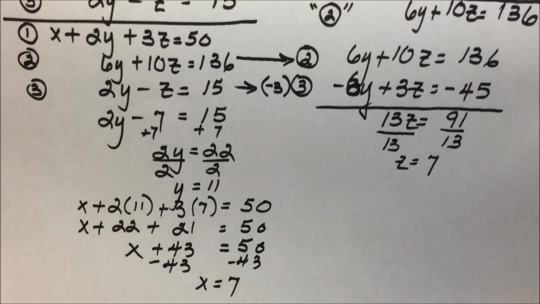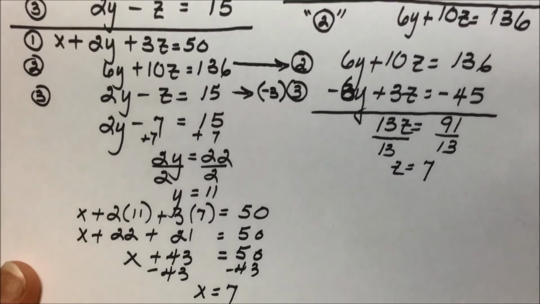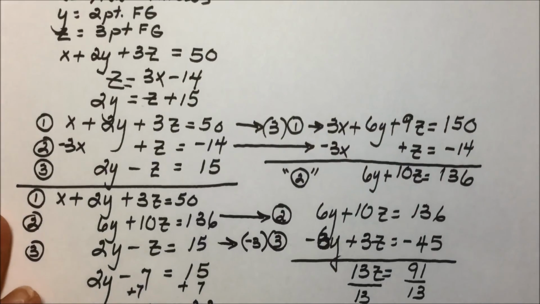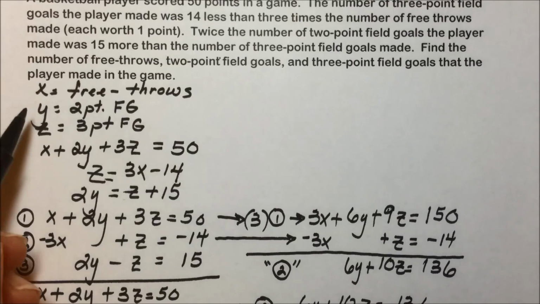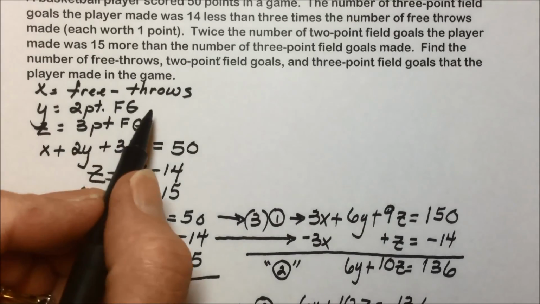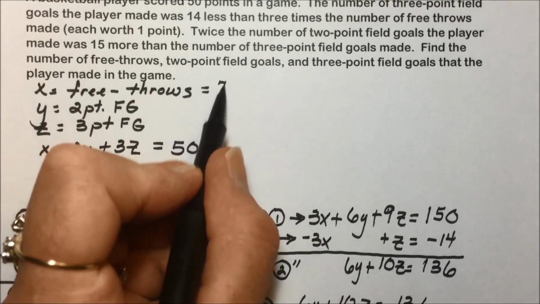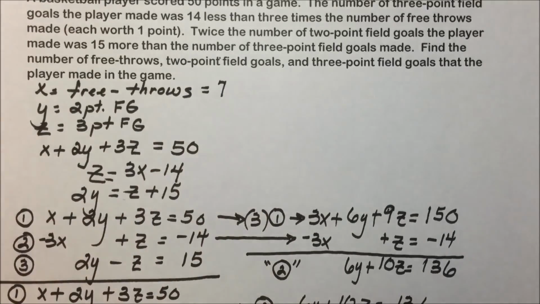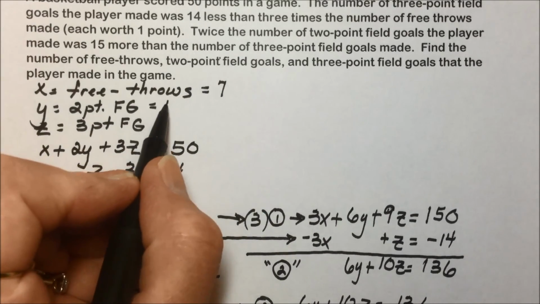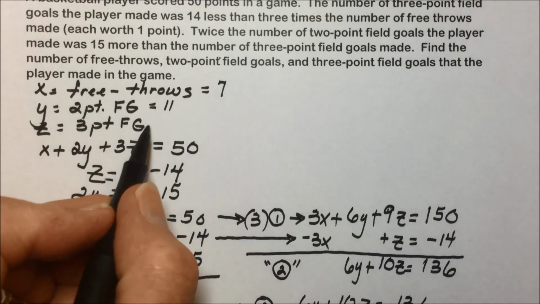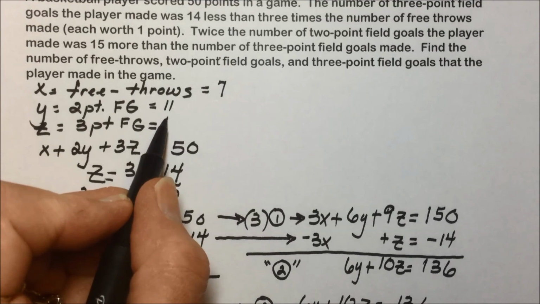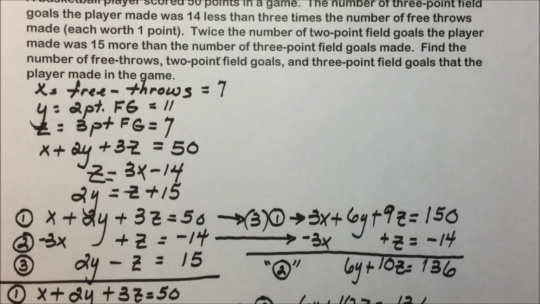So to answer the question, which is important in a word problem, let's go back to the problem. It asks us to find the number of free throws. That was our x value we just solved for, which is 7. Find the number of 2-point field goals. That was y. We found that to be 11. And the last is the number of 3-point field goals. In this particular game, there were 7 3-point field goals.